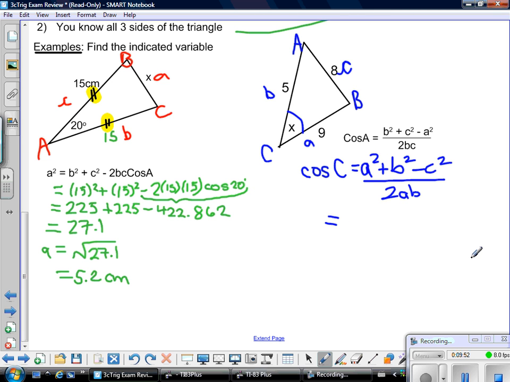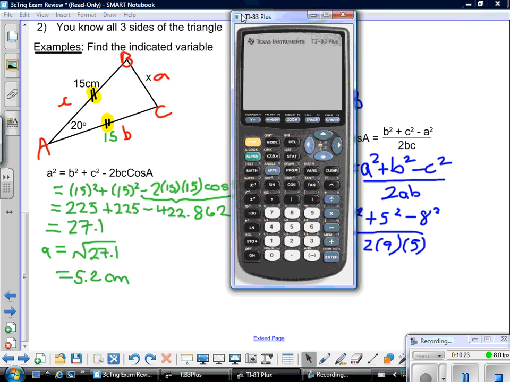I'm going to switch back to my writing pen. My a this time is 9, so I have 9 squared plus my b, which is 5 squared, minus 8 squared, and it's all over 2 times 9 times 5. Again, really watch if you're using your calculator. Calculate the top first and then the bottom before you do your dividing. Less chance of making an error that way.